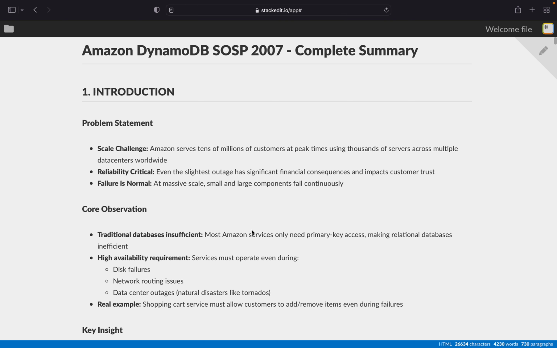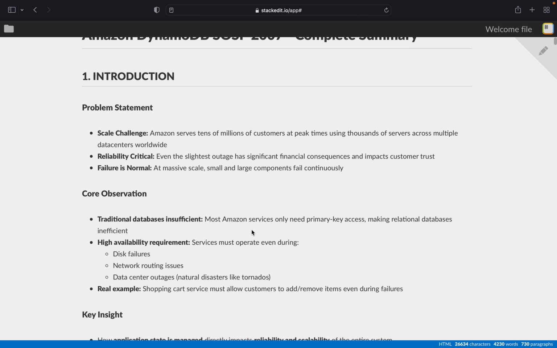why this DynamoDB was needed in the first place, even though there were a lot of databases already available, relational databases and non-relational as well. Then why did Amazon choose to build a new database itself? There are a few points in the introduction that it talks about, like the scaling challenges, and then the reliability, failure, and core observation.